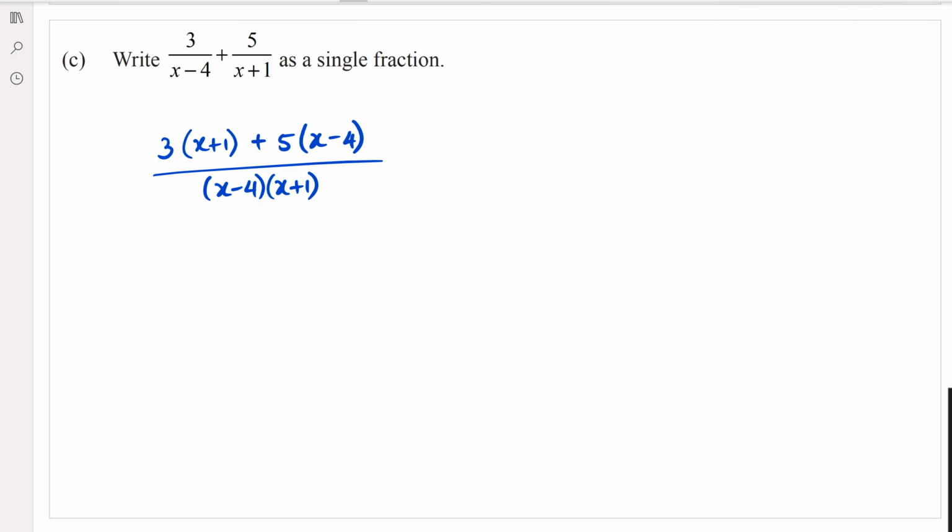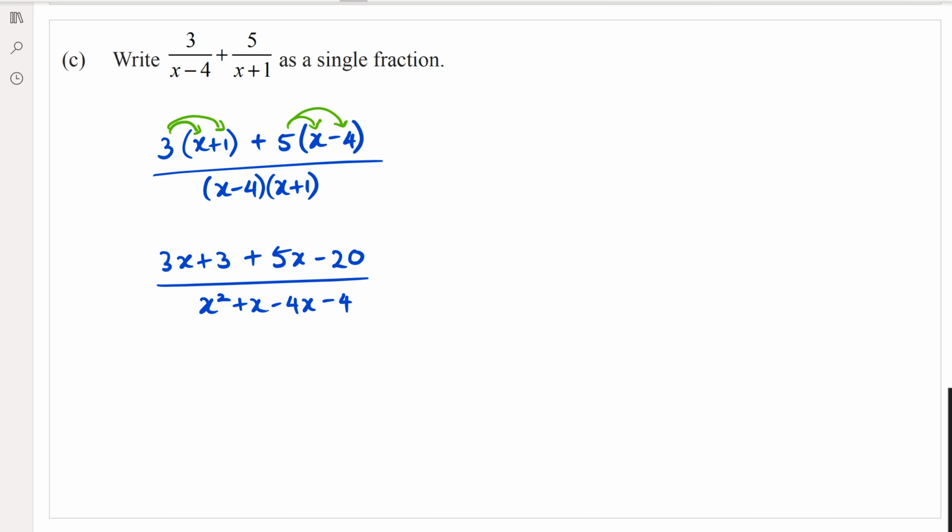I'm going to look at the numerator first. I'm going to do 3 times x and then 3 times 1, so I've got 3x plus 3, plus 5 times x and 5 times negative 4. 5 times x is 5x, and 5 times negative 4 is negative 20. As for the denominator, I expand the quadratic. x times x is x squared, x times 1 is 1x, negative 4x, and negative 4.